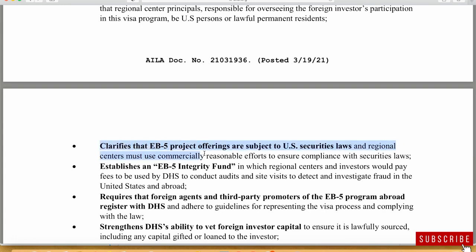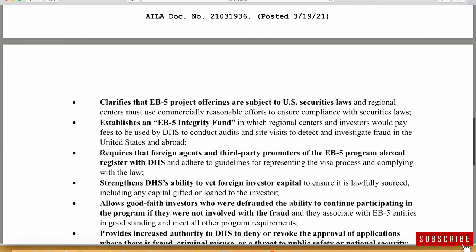Clarifies that the EB-5 project offerings are subject to U.S. security laws. Establishes the EB-5 Integrity Fund, in which regional centers and investors would pay fees to be used by DHS to conduct audits and site visits. Requires that foreign agents and third-party promoters of the EB-5 program abroad register with DHS.